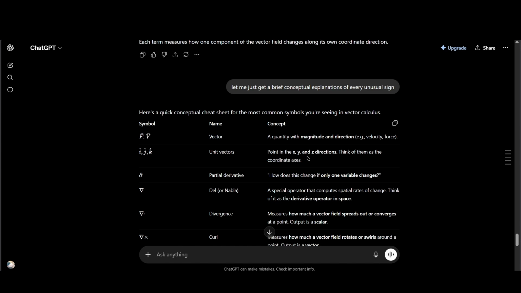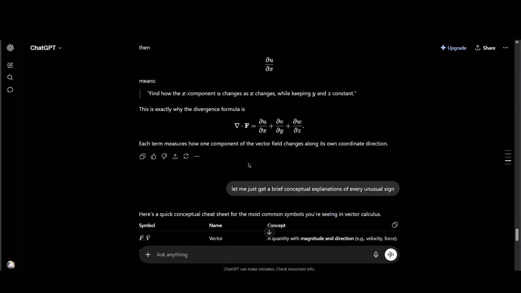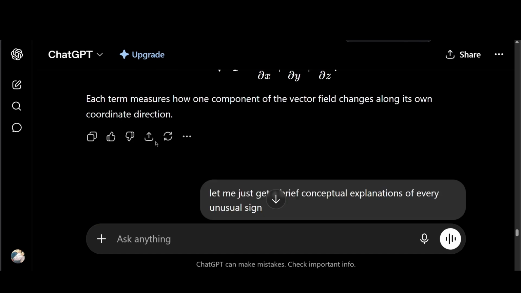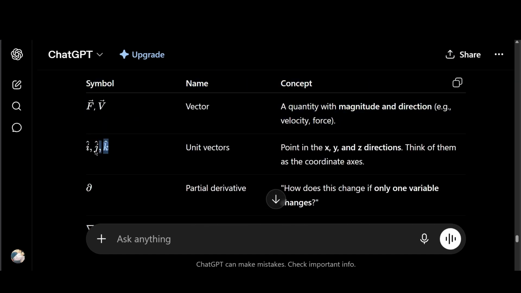Given that I don't have any prior knowledge of these signs right here, I'm just going to ask ChatGPT what all the unusual, unique signs here entail. So you have the F and V with the arrows right there. It's a vector, a quantity with magnitude and direction, we already know that.